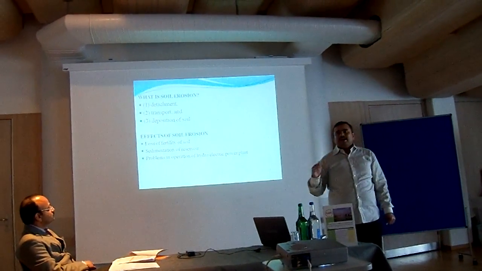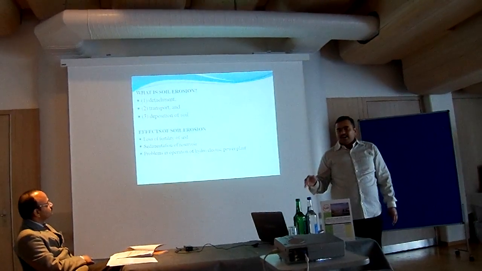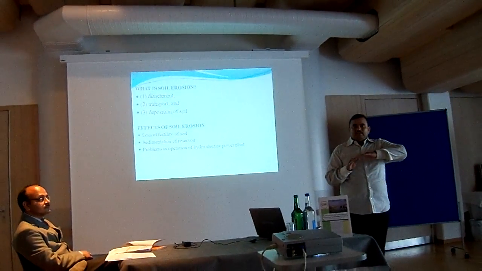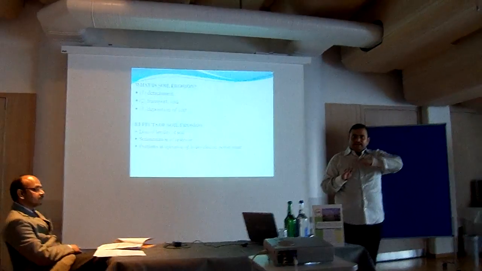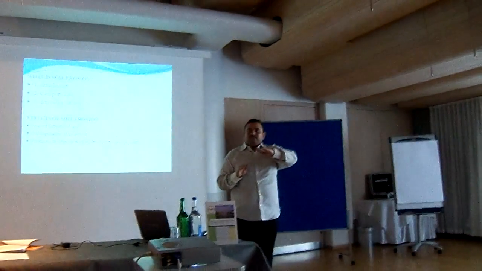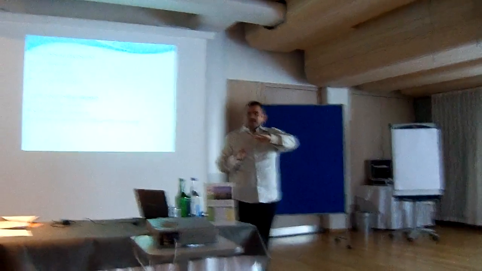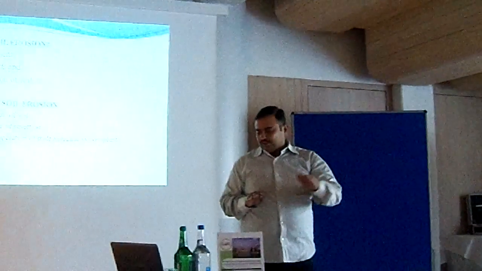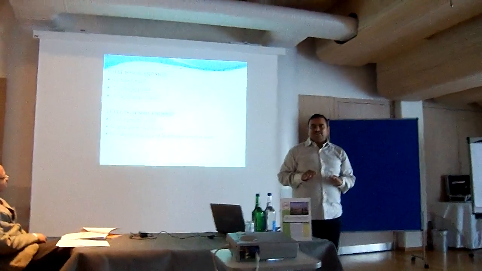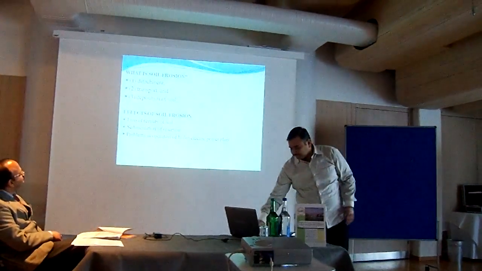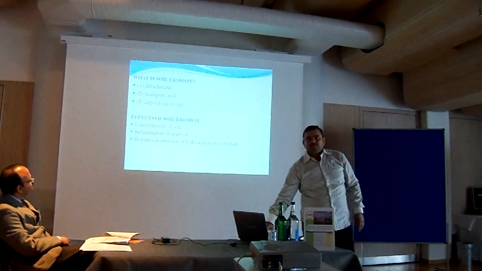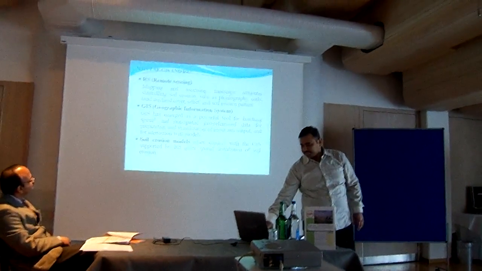The bad effects of soil erosion are these: whenever the uppermost top layer of soil gets eroded, which is the fertile layer, there is a loss of fertility. Then the sediment is deposited at the end in the reservoir, so it causes sedimentation of the reservoir and loss of capacity. And again, it causes some problems in the operation of hydroelectric power plants.